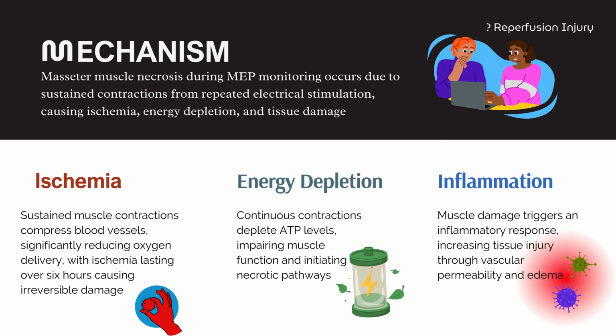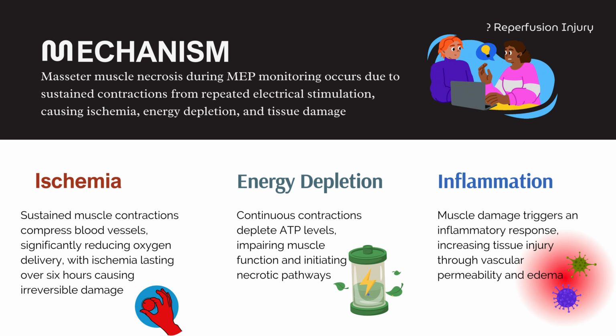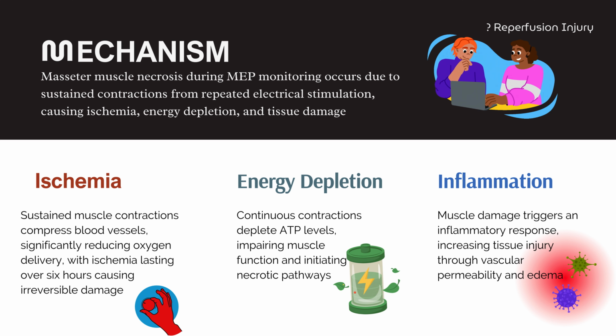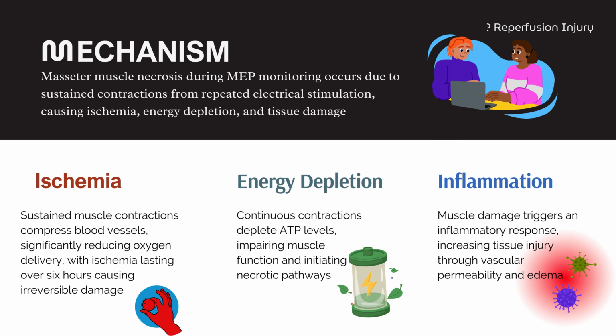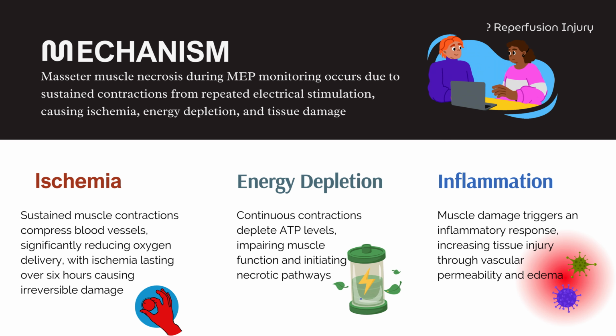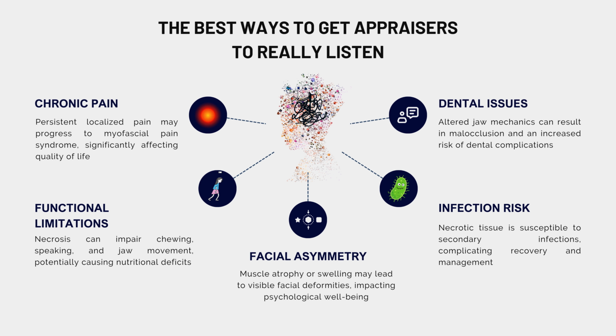Lastly, the inflammatory cascade. Muscle damage activates an immune response, increasing vascular permeability and causing edema. Over time, this inflammation exacerbates the injury. If undiagnosed, the consequences can be severe. Let's start with the most obvious one: pain.